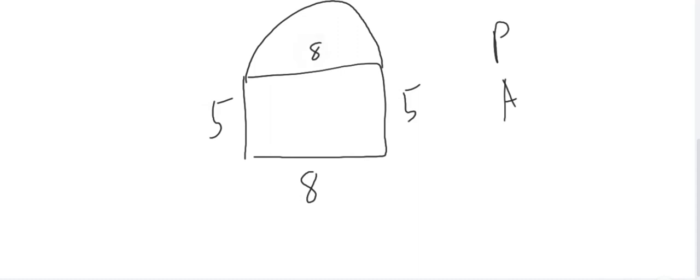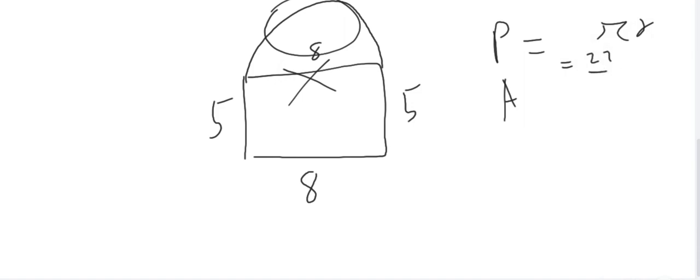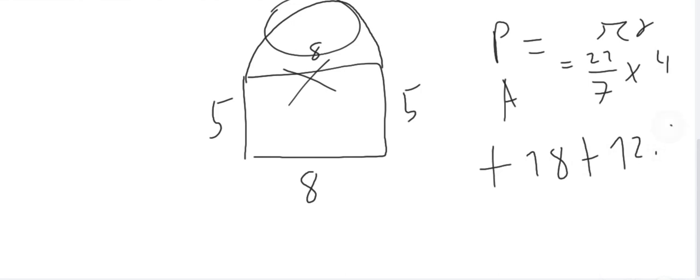So if I'm to find the perimeter, I'll just add both of them together. Over here, the semicircle will be counted as pi r because I do not need the diameter. The diameter is not part of the perimeter here. So pi r is going to give me the value of 22/7 times 4, which is the radius, plus the other perimeters, which is 18. So over here, it's going to be 18 plus 12.8. So I'll just get 30.8, for example.